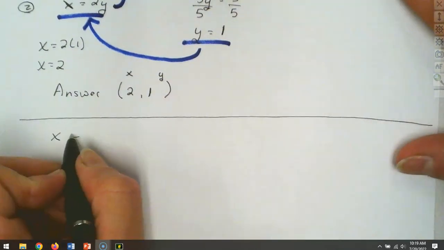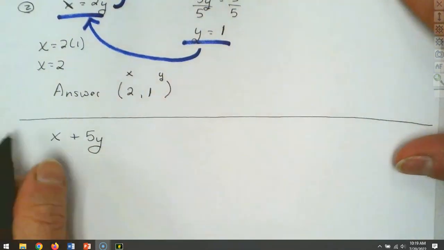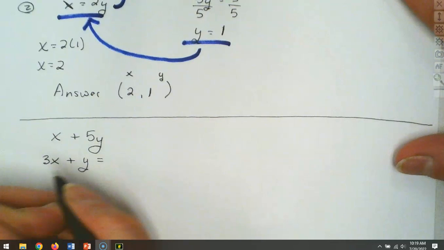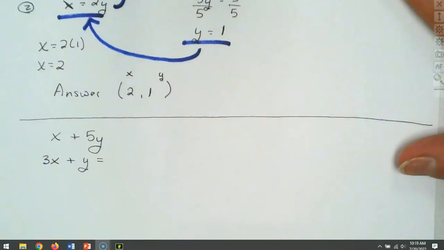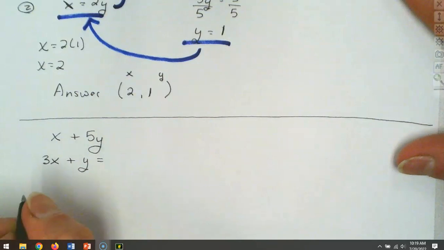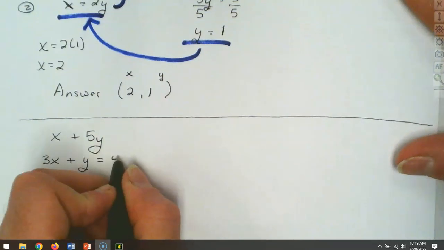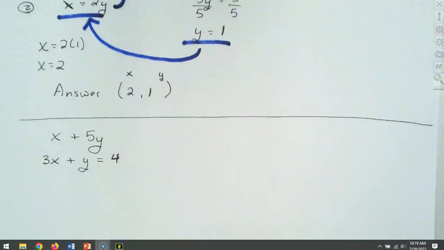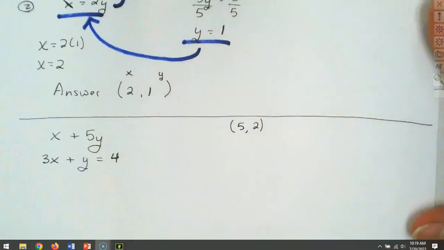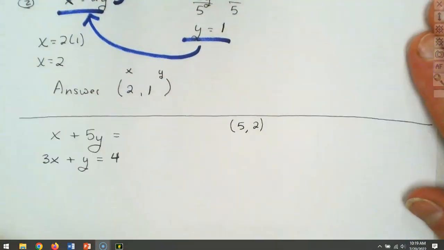Let me come up with another one here. Let's say, let me make this equal 4. So that equals 4. And I'm going to plug a value in for the other. And this is what it should be. So let me plug this in and see what we'll get here.